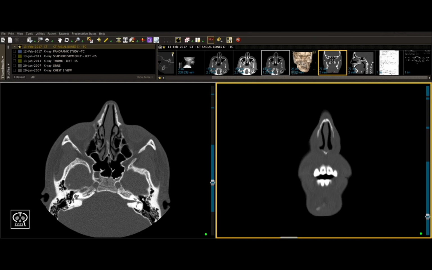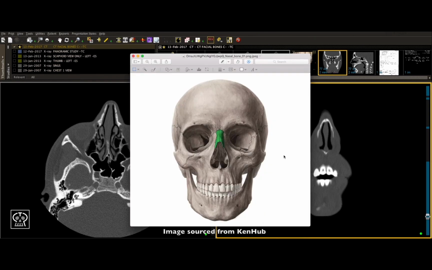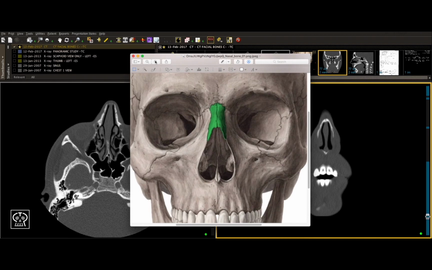Let me show you a picture to explain exactly what you're looking at. Here we have a skull with the nasal bones outlined in green. If we zoom in a little bit, you'll see that in between the left and the right nasal bone, we have our internasal suture. Superiorly, between the nasal bone and the frontal bone, we have our frontonasal suture. Finally, laterally, between the maxilla and the nasal bone, we have our nasomaxillary suture. These are the three suture lines that you were seeing previously on the CT scan, and they are normal anatomy.